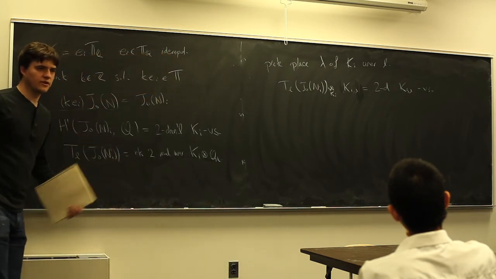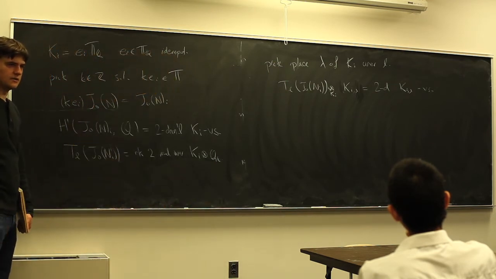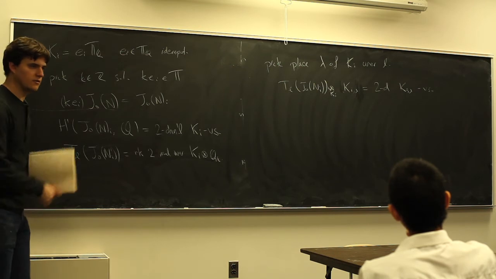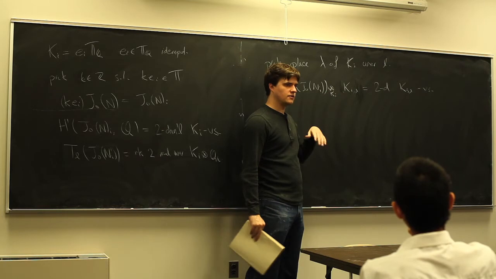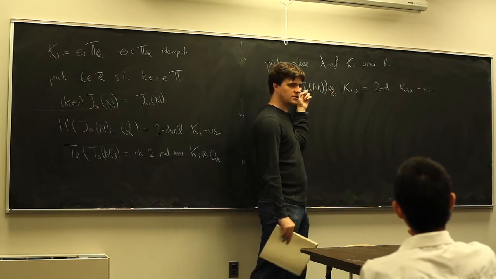Just think about the case where Ki is the rational numbers to make it less confusing. And that occurs quite often. So Ki is the rational numbers, lambda is just l, so this thing here is just Q_l. In that situation, this is a two-dimensional Q_l vector space.